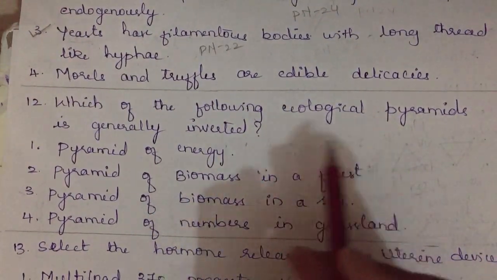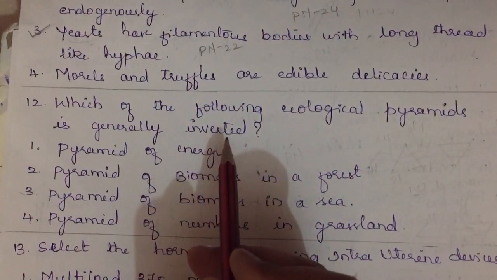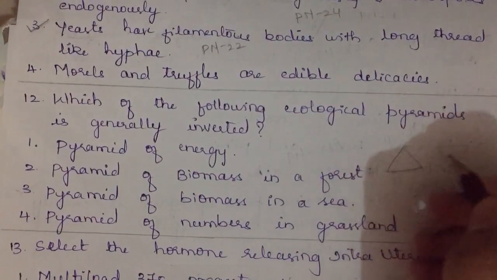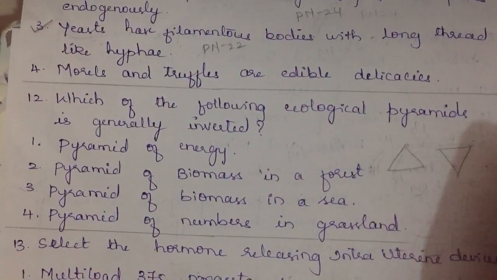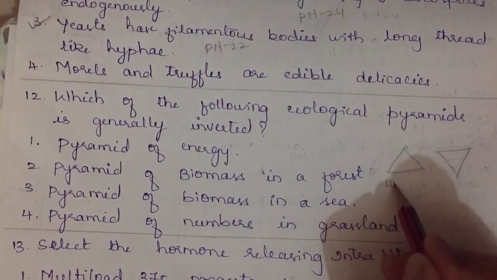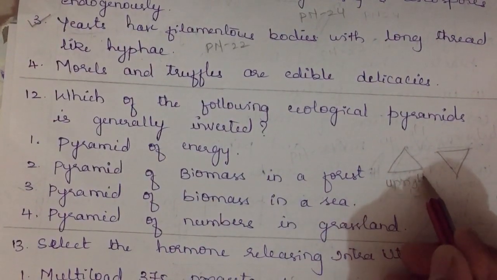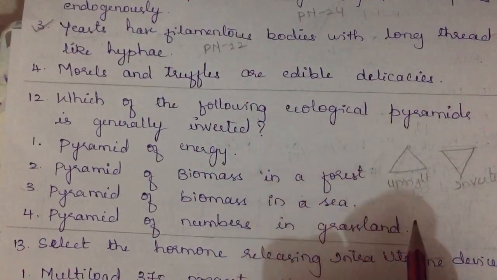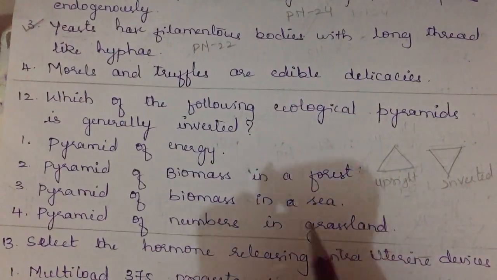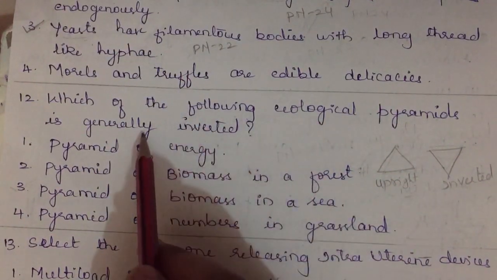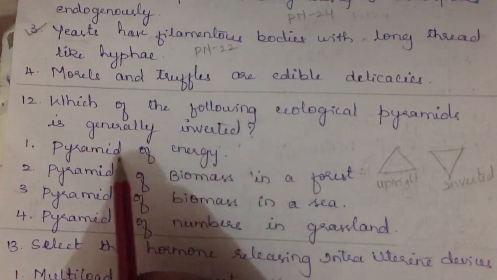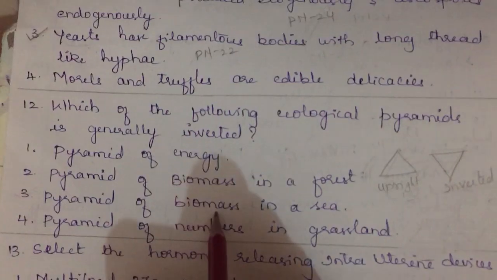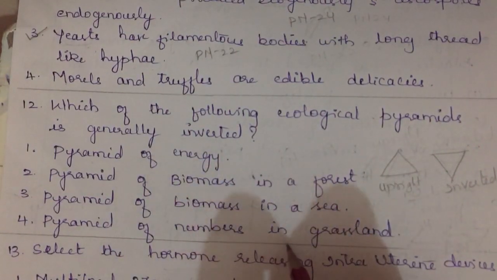Which of the following ecological pyramids is generally inverted? Which one is inverted? Okay, you can find two types of pyramid. One is upright, another one is inverted. This one we call upright, another one is inverted. Okay, so here, which of the following ecological pyramids is inverted? First one, pyramid of energy. Second is pyramid of biomass in a forest, pyramid of biomass in a sea, pyramid of numbers in a grassland.